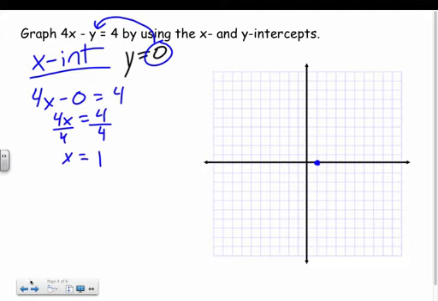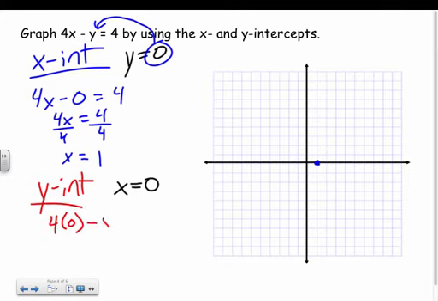And then I do the same thing for the y-intercept, except I plug in 0 for what? We plug in 0 for x now, right? Because it does not move left or right. So I plug in 0 for x. 4 times 0 minus y equals 4. Well, 4 times 0 is 0. So really, I have a negative y. Don't forget that sign that's in front of the y. You can't get rid of the signs that are in front.